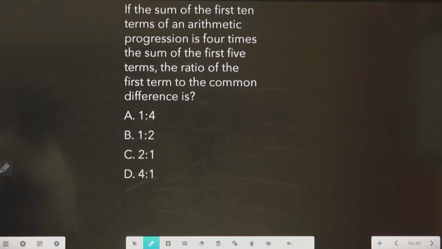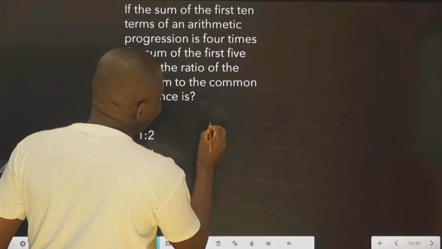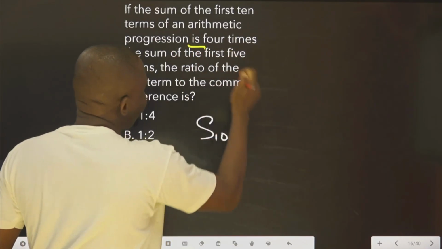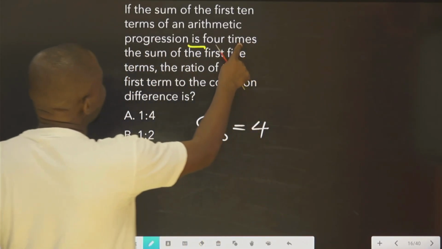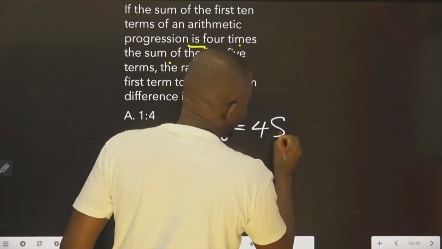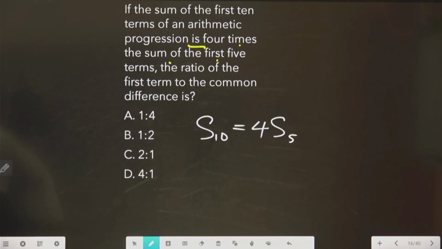Look at this. The sum of the first 10 terms is equal to 4 multiplied by the sum of the first 5. Okay? The ratio of the first term to the common difference is what?